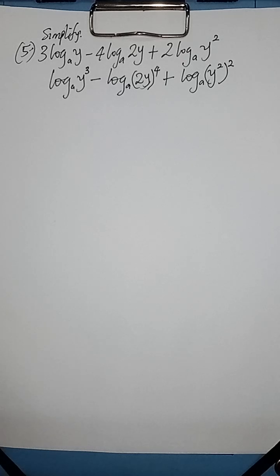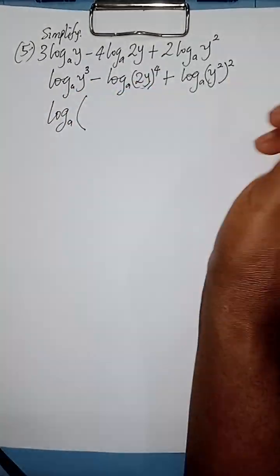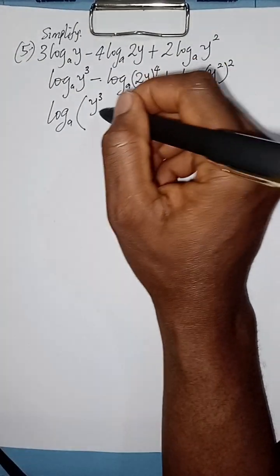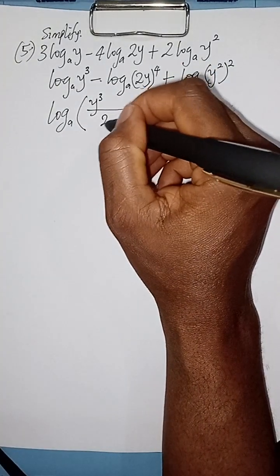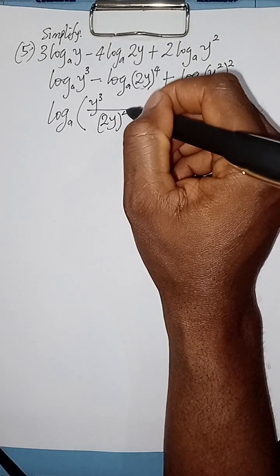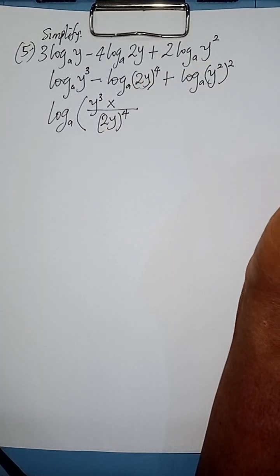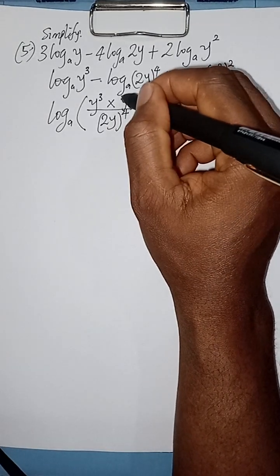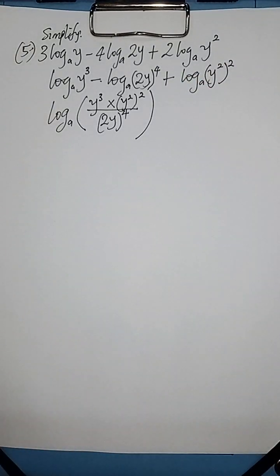Now, after doing this, the next step is to express using one logarithm. So if I use one logarithm to express them, I'm going to have y raised to power 3. Minus means division. Divide by this, which is 2y raised to power 4. Then plus, times y squared, all raised to power 2. Then you can close your brackets. I hope this makes sense.